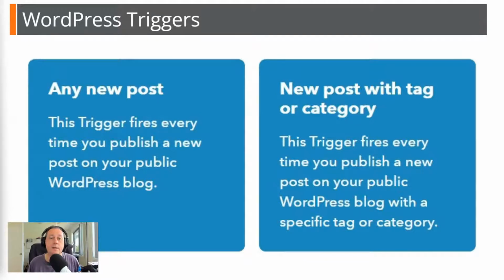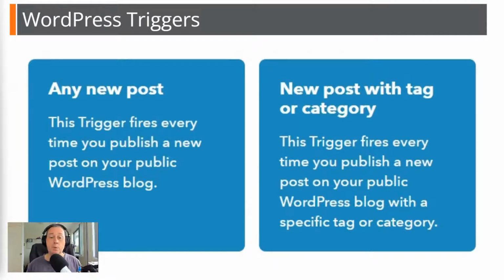These are the WordPress triggers. A trigger can be fired when there's a new post published, or if there's a new post with a specific tag or category within your WordPress site. Now, the fact that the IFTTT service continues to mention a WordPress blog reinforces the fact that this is focused on the personal market and nothing to do with business. However, if you're starting out, this may be all that you need.